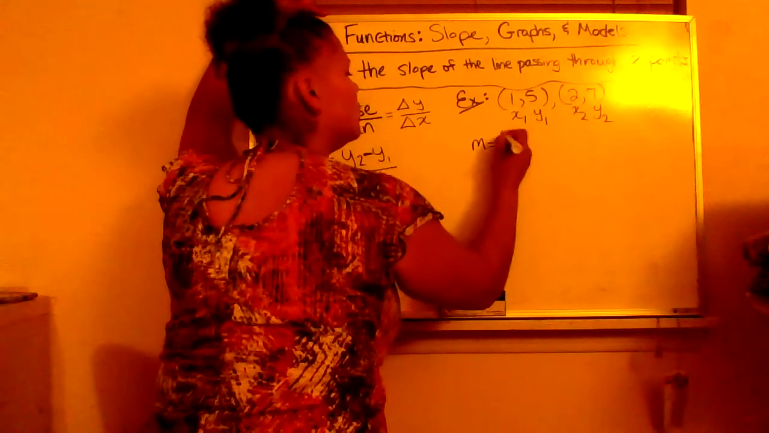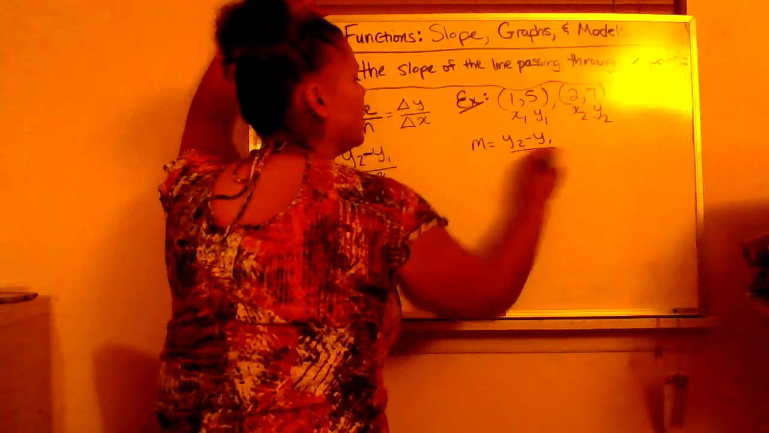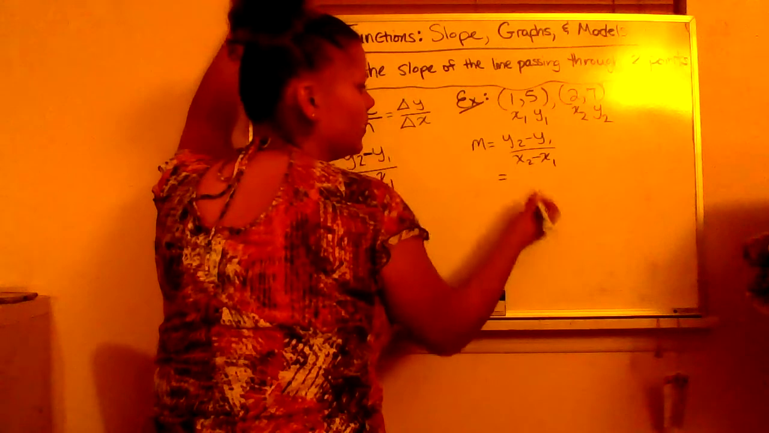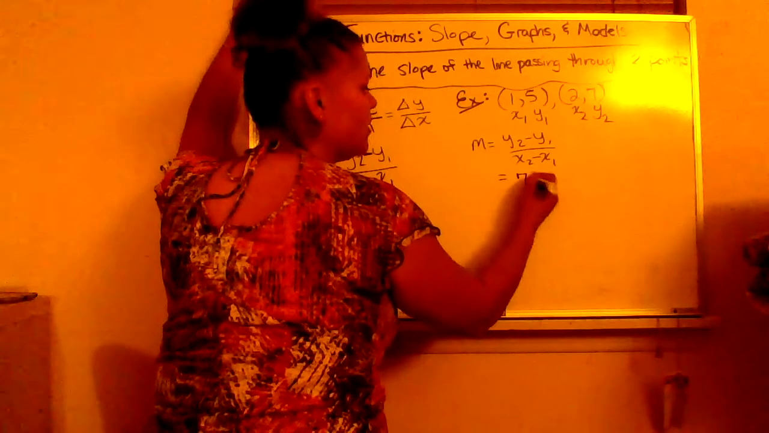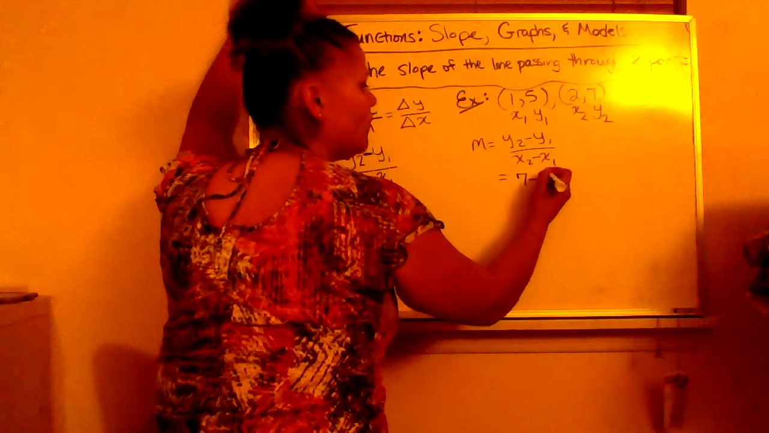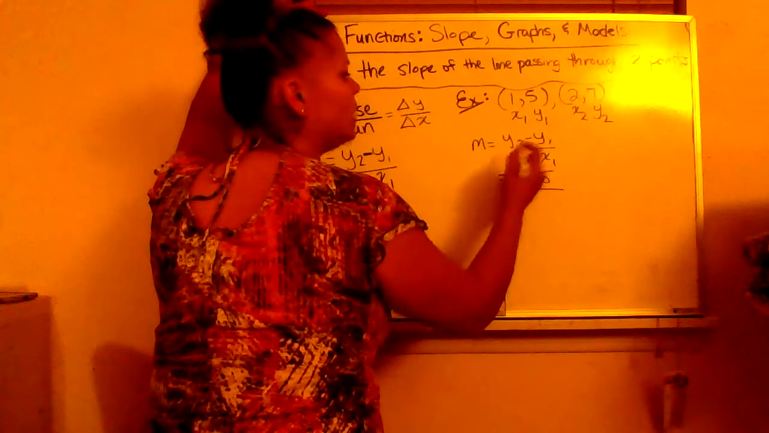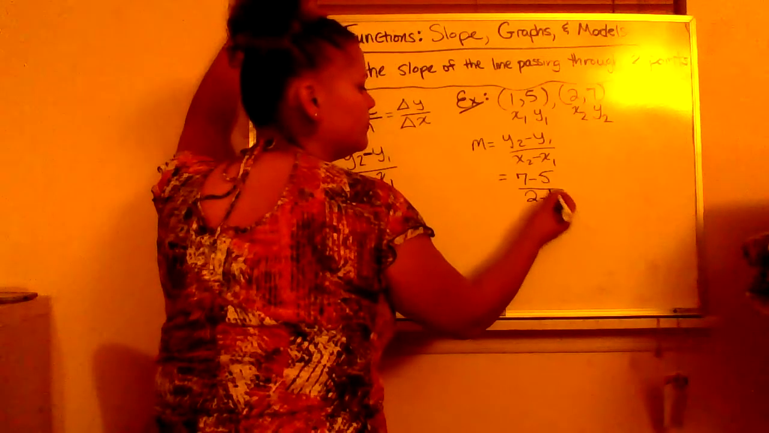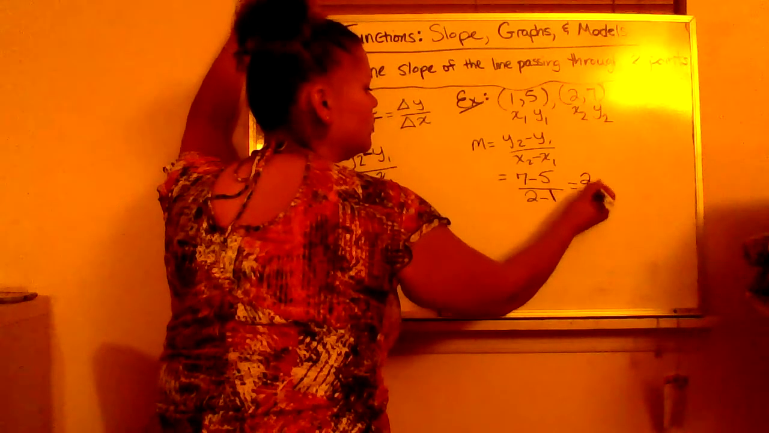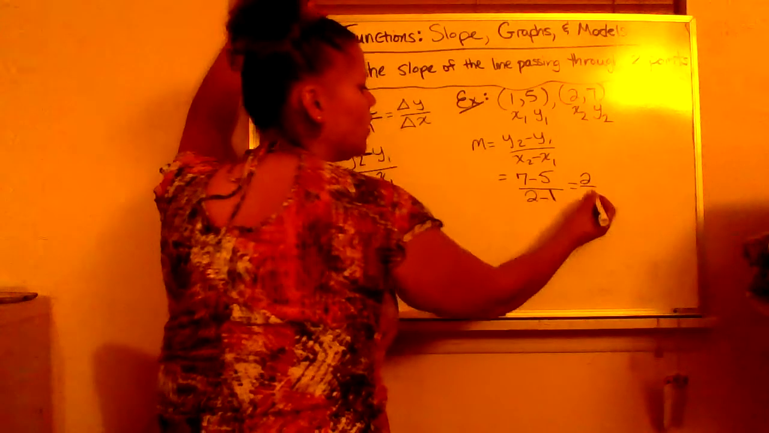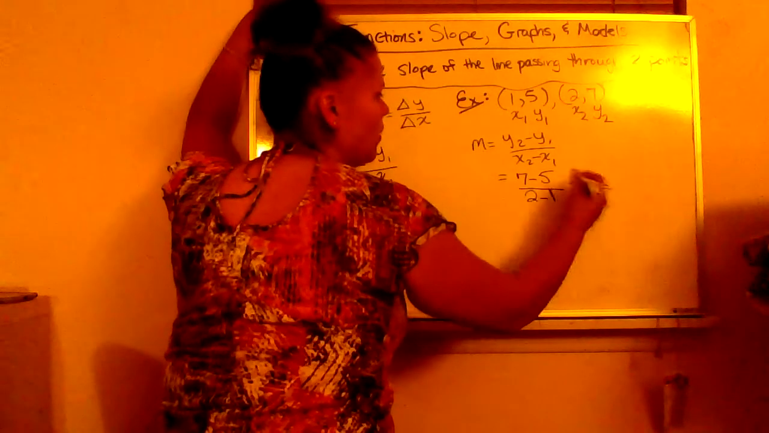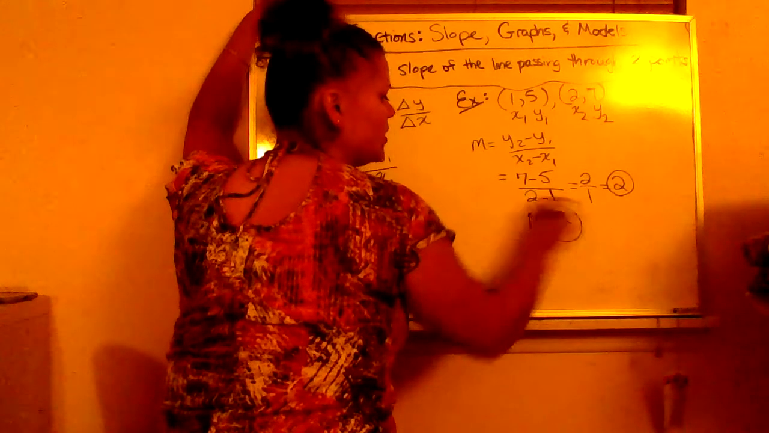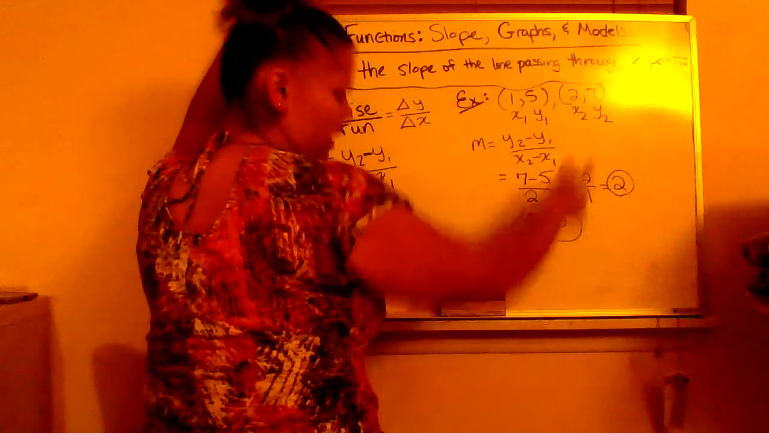So m equals y2 minus y1 divided by x2 minus x1. Now I'm going to fill in. My y2 is 7, so 7 minus my y1, 5, divided by x2 minus x1. So x2 is 2 minus x1 is 1. So I have 7 minus 5, which is 2, and then 2 minus 1, which is 1. So it's just 2 over 1, or 2. So m equals 2. The slope of the line that passes through these 2 points is 2.